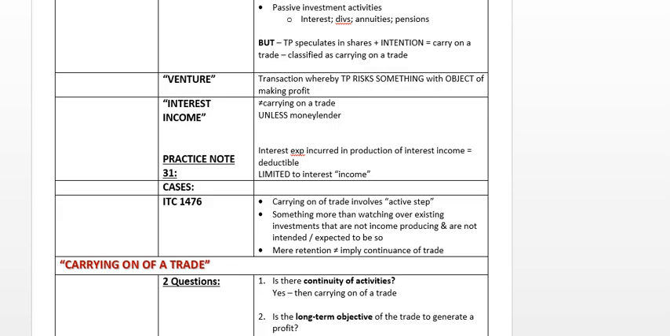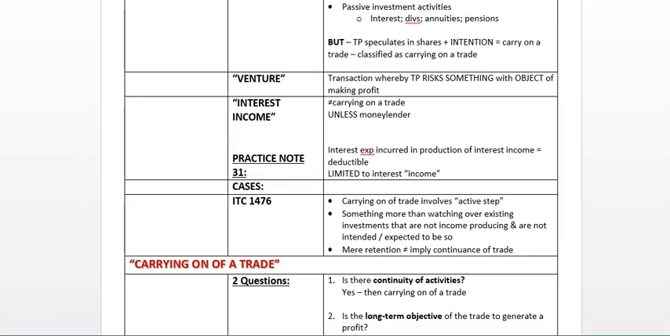Interest income, this mostly relates to banks. So that's the carrying on of a trade unless a money lender, so interest expenditure incurred in the production of interest income, that is an allowable deduction, and it is limited to the interest income. Cases, so carrying on of a trade involves active steps, so something more than watching over existing investments that are not income producing and are not intended or expected to be.